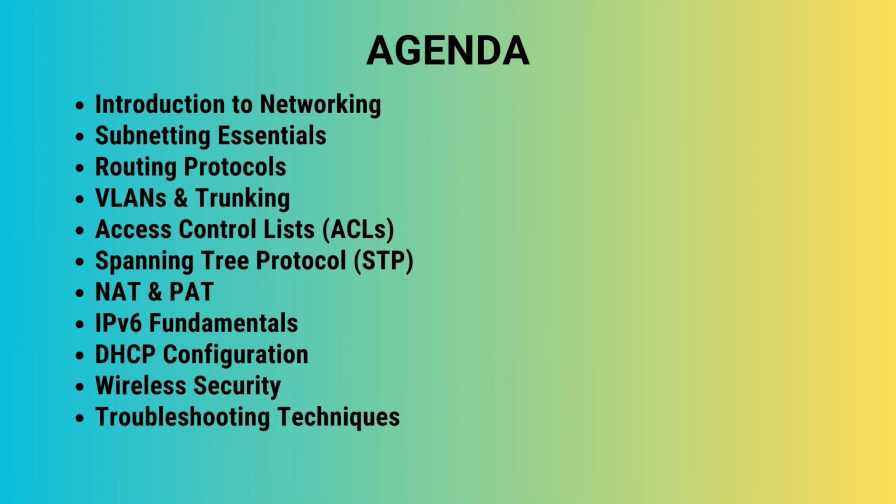We'll start with networking basics, including types of networks and key devices. Then we'll explore the OSI model and its layers. We'll dive into IP addressing, both IPv4 and IPv6, and tackle subnetting. Routing basics and protocols will follow, including static and dynamic routing. We'll cover switching concepts, VLANs, and spanning tree protocol. Security topics will include ACLs, NAT, and wireless security.